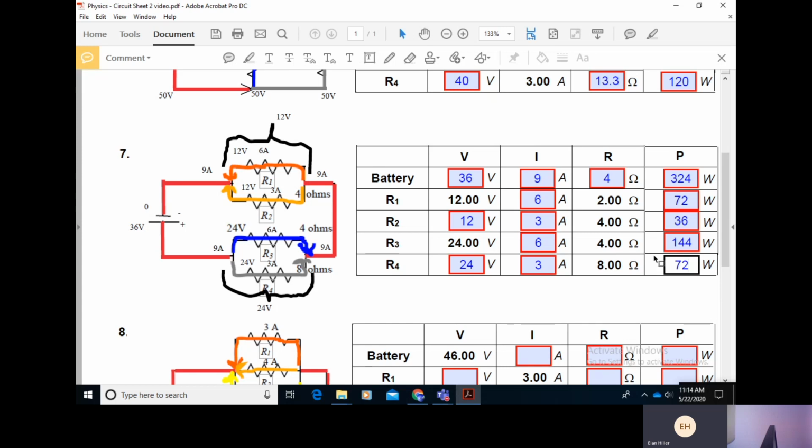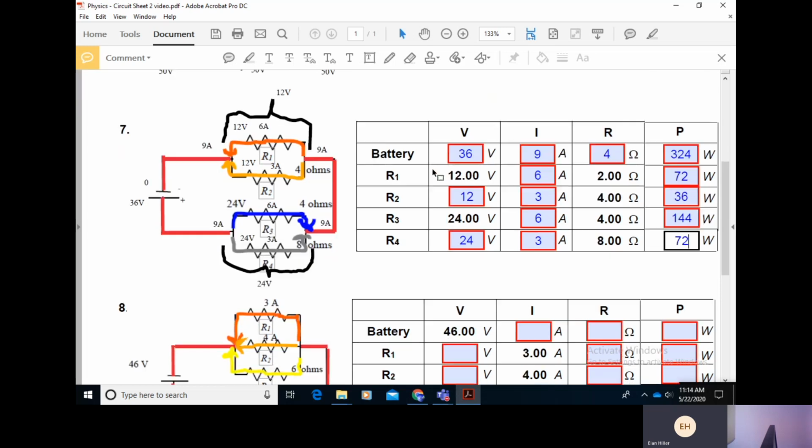Now, most important part at the end of the problem, add these all up. Add up resistor powers 1 through 4. So 72 watts plus 36 watts plus 144 watts plus 72 watts. Indeed, all four of these add up to 324 watts. We know we did circuit puzzle number 7 correctly. Okay, on to circuit puzzle number 8.